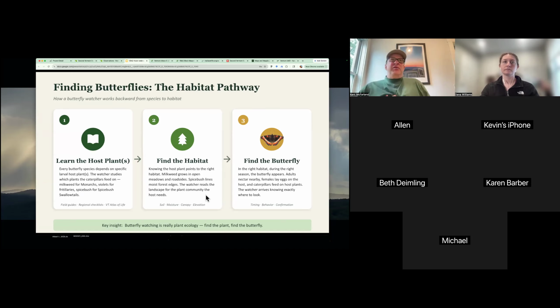So really, it's finding butterflies. I call it the habitat pathway, and it's like the first thing you want to do is learn what host plants the butterflies are using, and maybe you don't even know what that means, but host plants are what butterfly caterpillars, their larvae, are feeding on. And so we all know, most of us know, like okay, monarchs, they lay their eggs and then they feed on milkweed. A lot of fritillaries use violets.